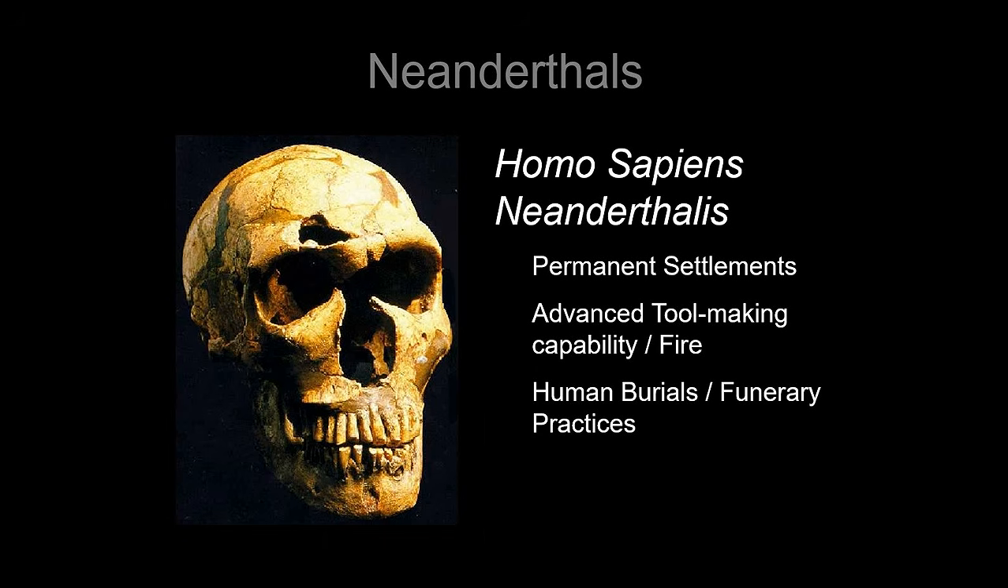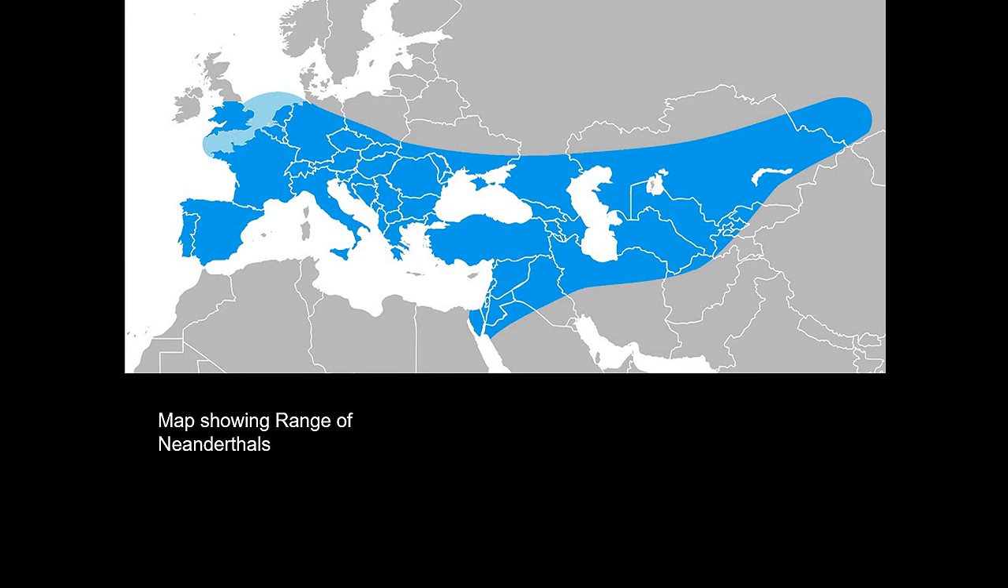They had advanced tool-making capability just like the Homo erectus. They also had fire. They had permanent settlements. But the big thing is they had burials. We'll talk about that in a second. Their range was mostly spread across southern Europe, but also into the Middle East. They also seem to have intermarried and mixed. There's also another group out there called the Denisovans, which are further into Asia that seem very similar to the Neanderthals, but are a distinct group.